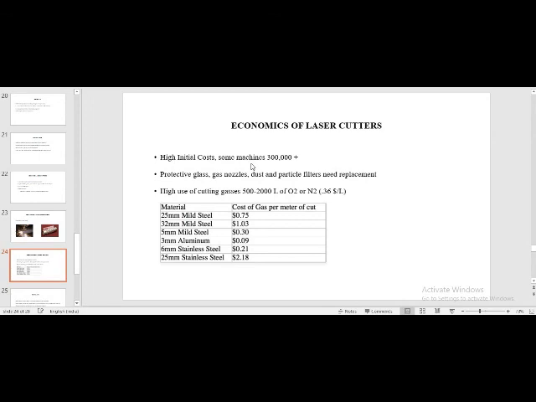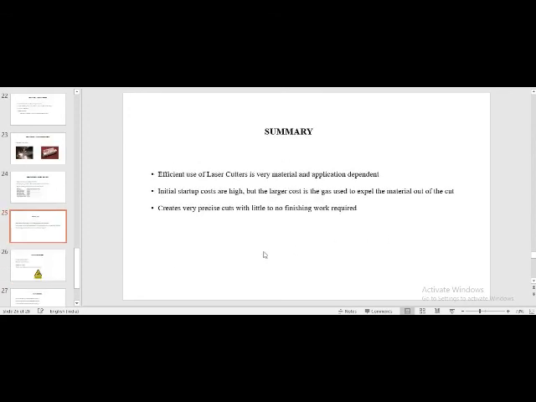Economics of laser cutter: high initial cost. Some machines even cost approximately 3 lakhs, and protective glass, gas nozzle, and dust particle filters need replacement. This is the maintenance requirement for a laser. And here we can see the cost of the mild steel and aluminum required for manufacturing. And here we can see the summary.